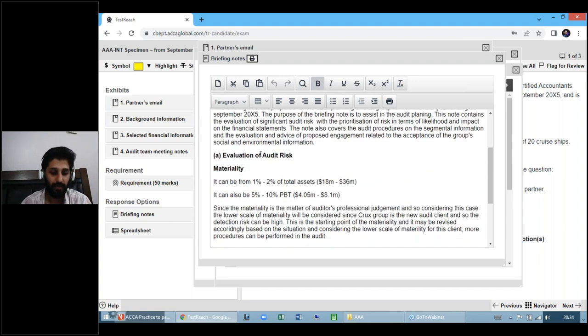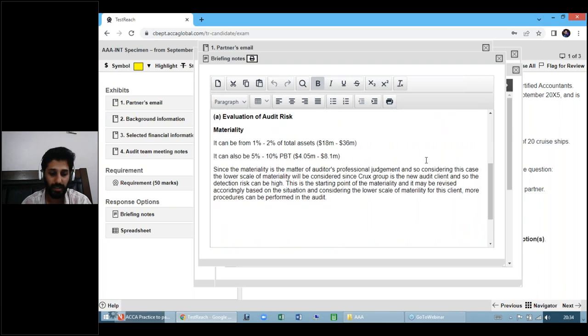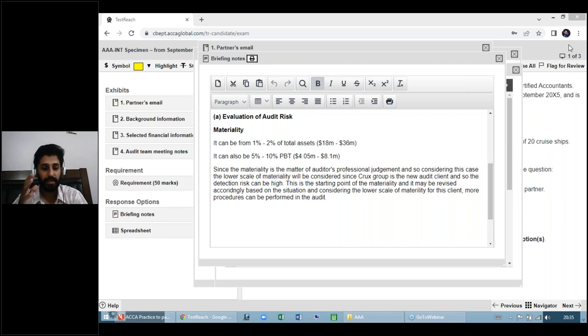Now part A, evaluation of audit risk, materiality. Why have I written down the materiality? Because you need to write the reason, and I had summarized the professional skills with a single word: why. Why means the reason. You have to explain whatever you are writing. You have to explain with a logical and sound reason. Your reason should be rational, right?